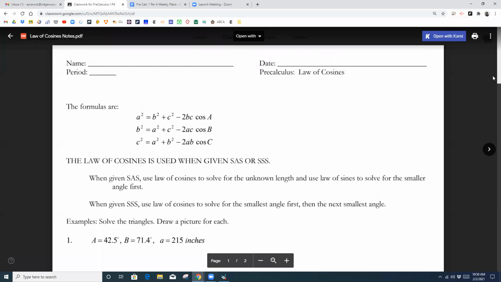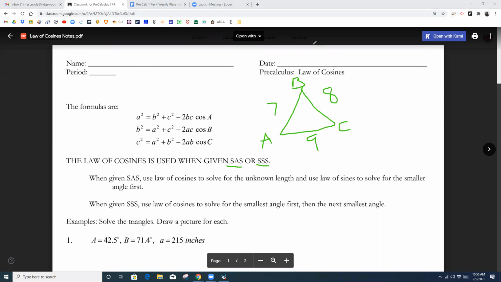All right, so in this lesson, we're going to learn how to use the law of cosines. So why do we need to learn law of sines and law of cosines? Well, the law of cosines is used when we're given side, angle, side, or side, side, side. So side, side, side would be like if we were given all three sides in a triangle, right? How do we find the angles? Well, it's side, side, side. So that would be law of cosines.